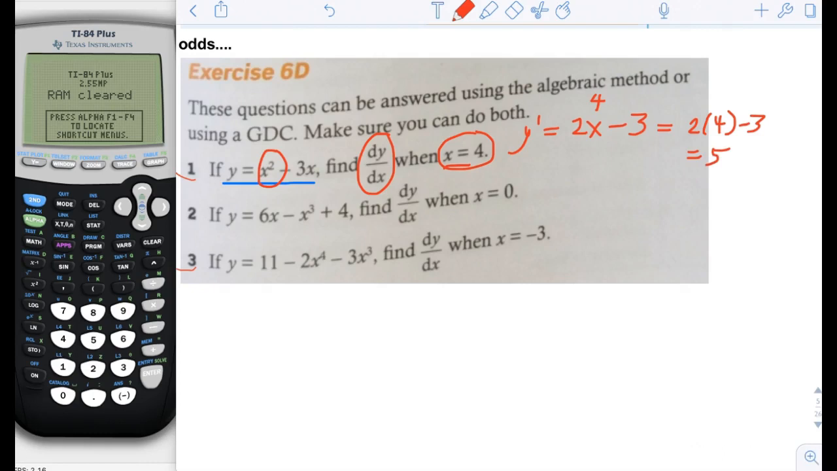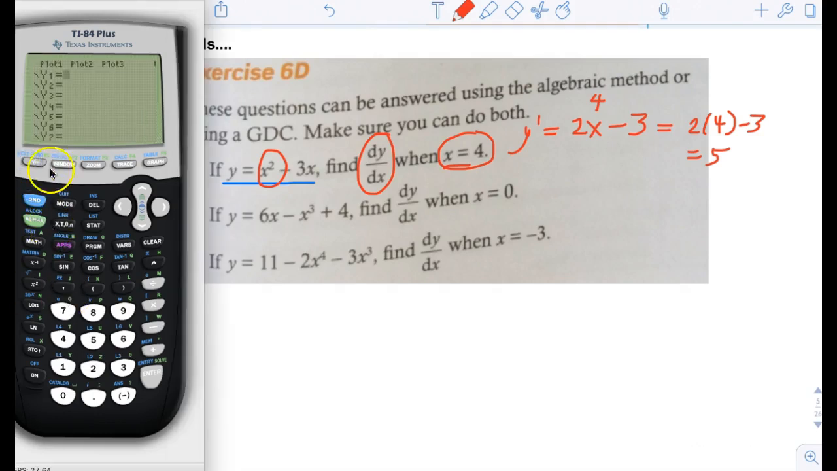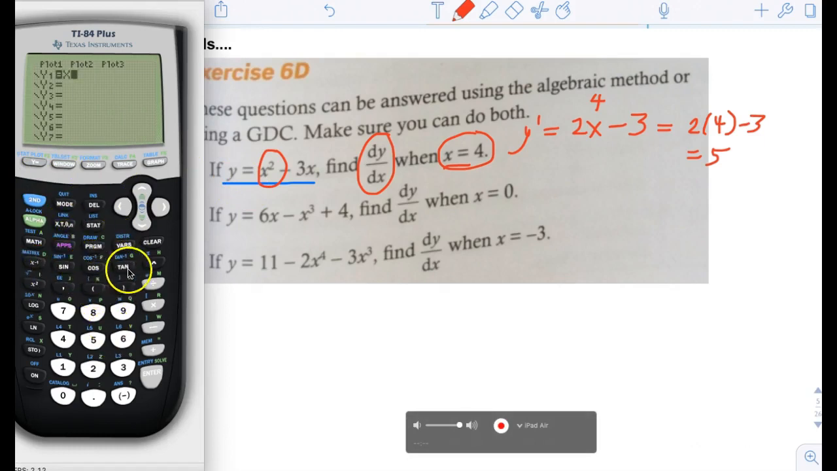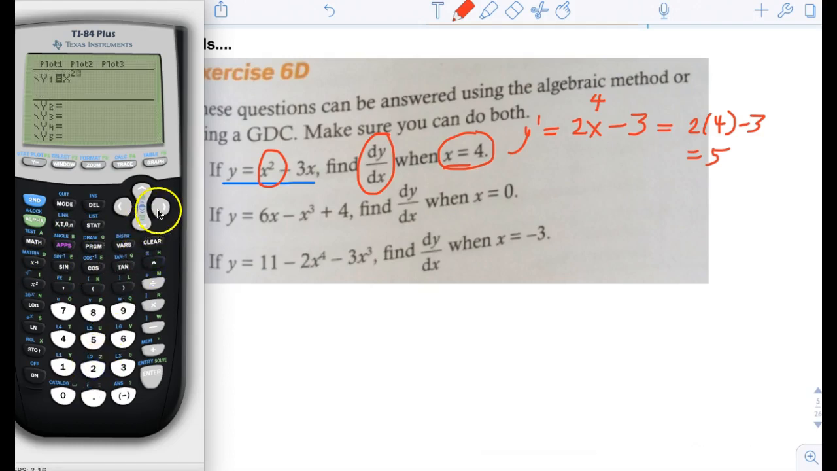Okay? Now I'm going to show you how you would do that with the calculator. Now in this specific case, where all they want to know is the specific value of the tile at x equals 4, all you need to do is go to the calculator and put in the function in y equals like we do in 90% of our problems in math studies. X squared minus 3x. And then we are going to graph.